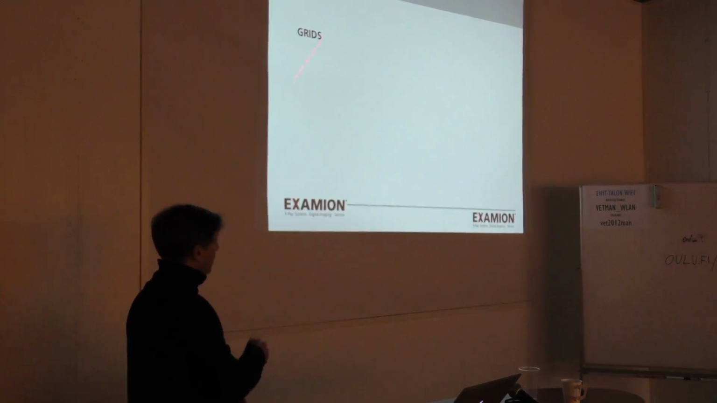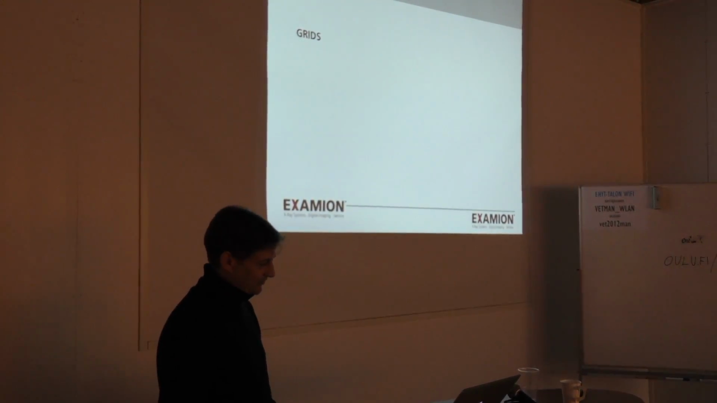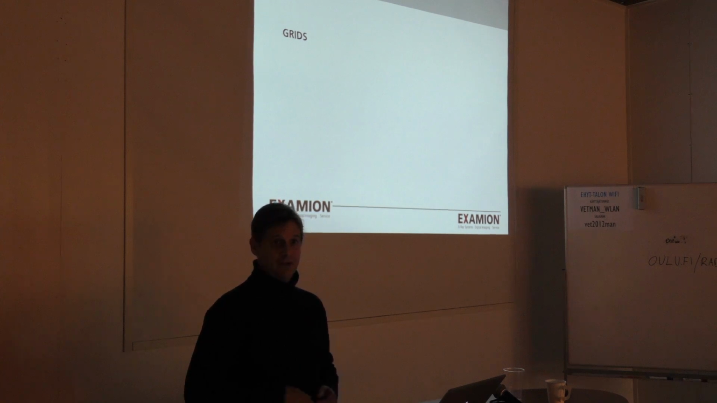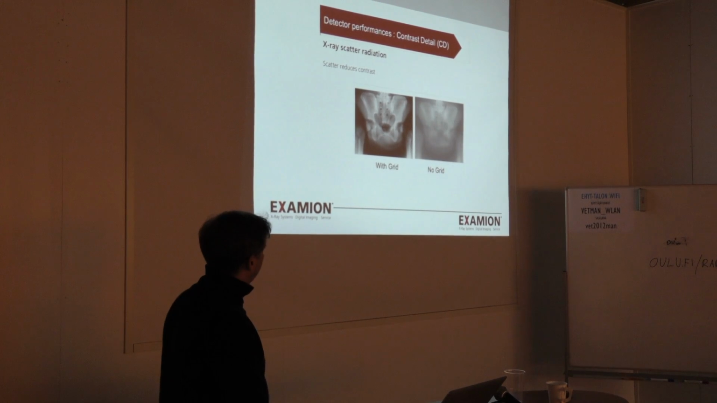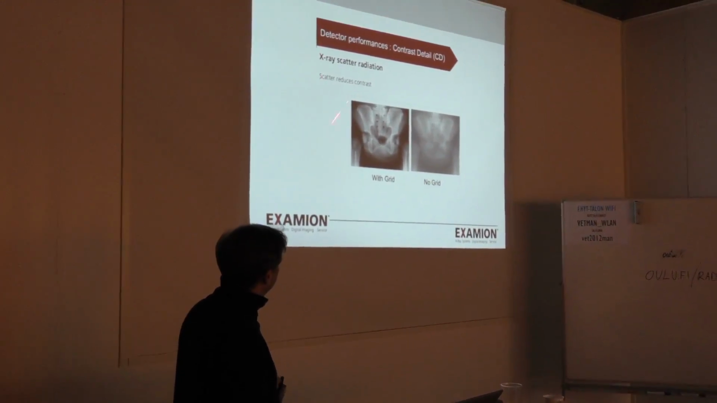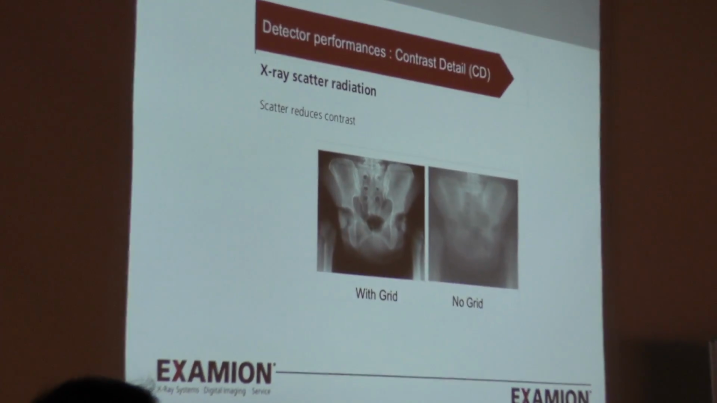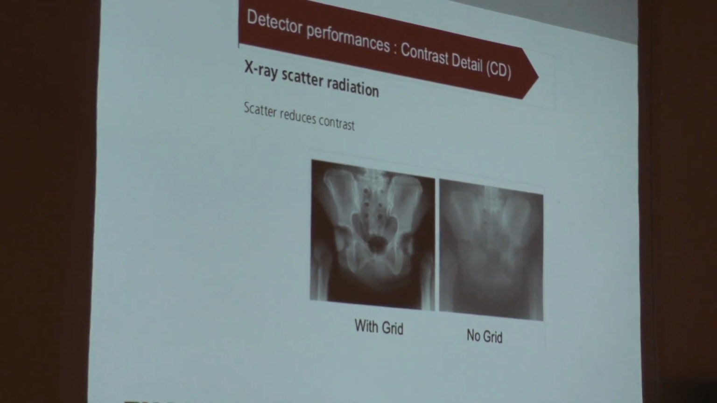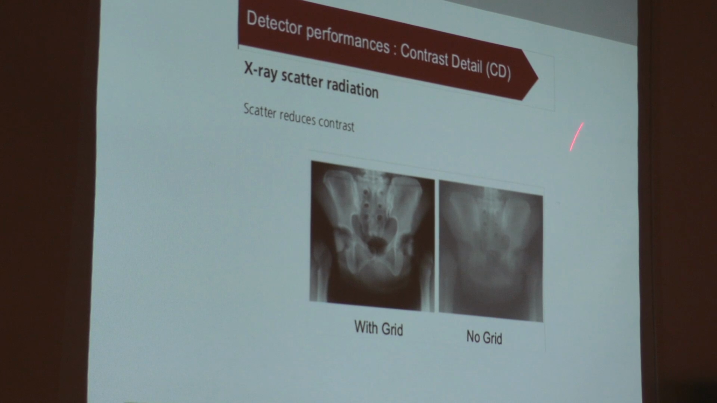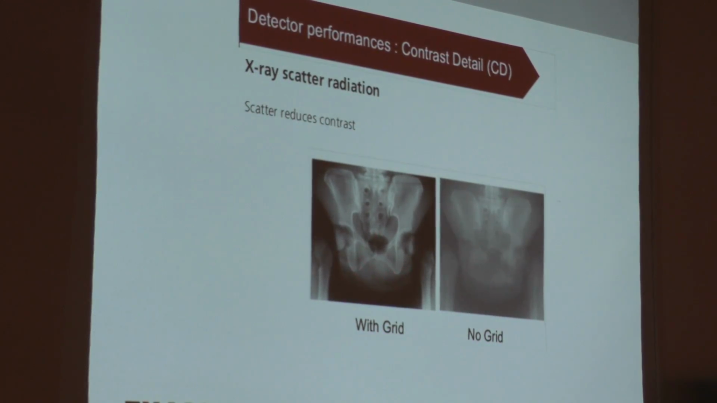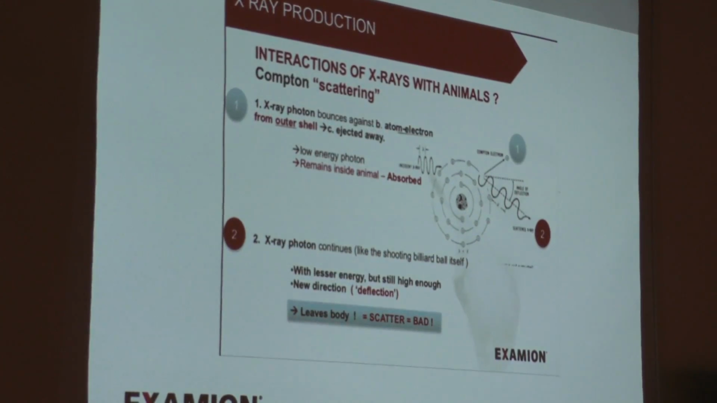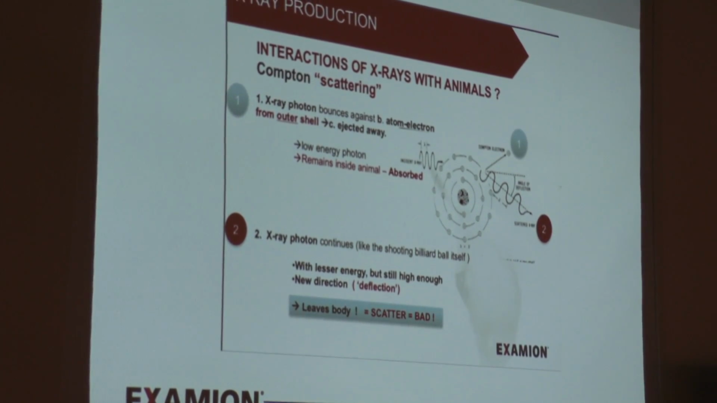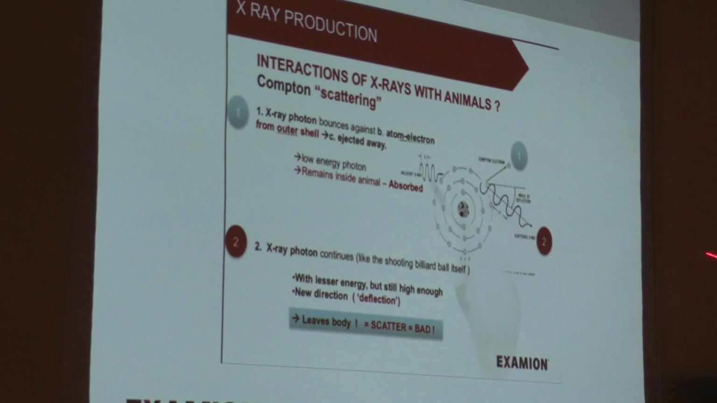Now, coming to that, it's a little bit about grids. I hope the timing is still okay. Or a few minutes on. That's good. So going to grids, there's a lot of discussion, and recently I've heard also in Finland, is that you have scatter radiation. And for scatter radiation, the device you're using is grids. So you see here, without the grid, scattering radiation, a hip. With the grid, it clears up the picture. Scatter reduces the contrast, and because it reduces the contrast, it also reduces the detail because you don't see it.